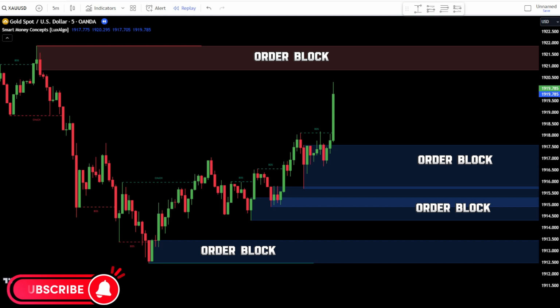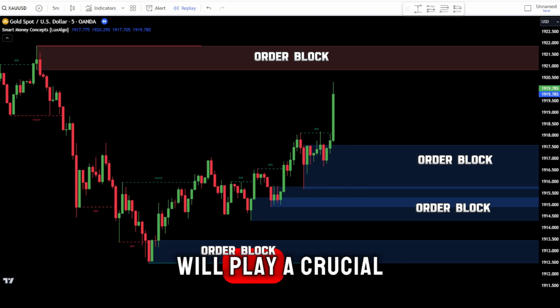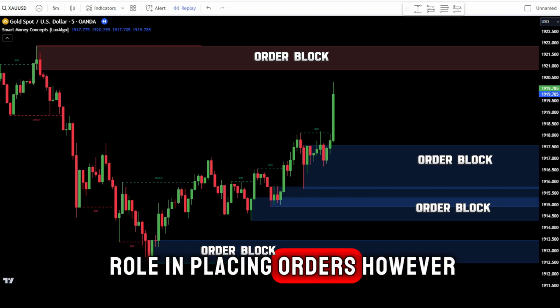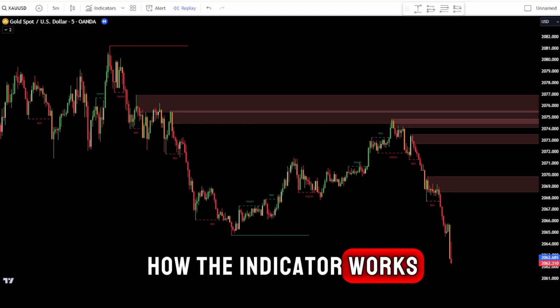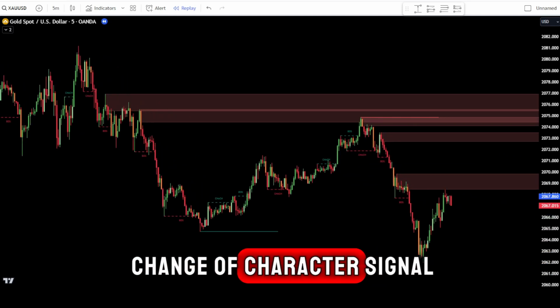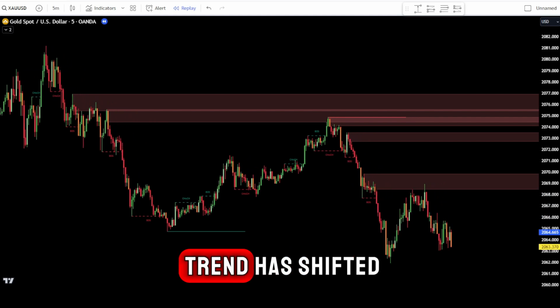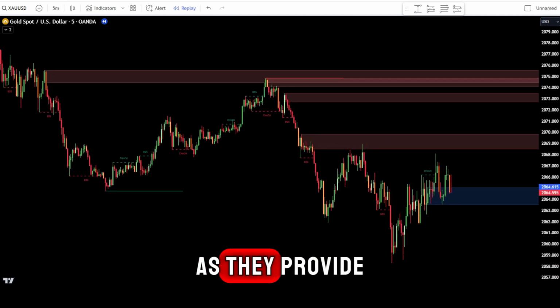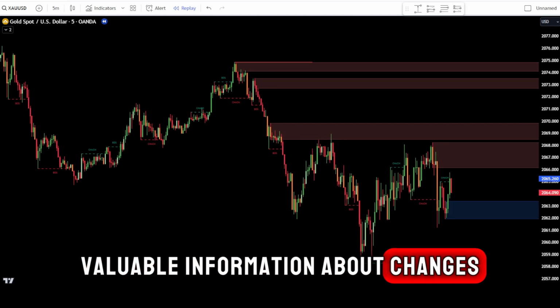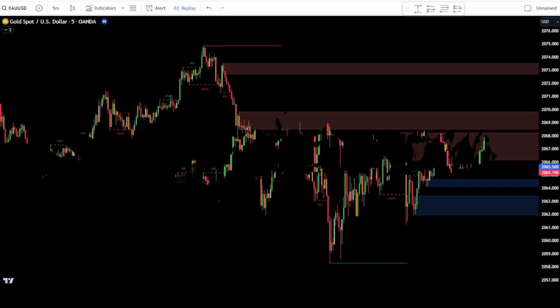Using the Smart Money Concepts indicator is straightforward. You simply need to identify rejections at the order block to execute your entry. The order block area will play a crucial role in placing orders. However, it's essential to understand how the indicator works. When you observe a change of character signal, it indicates that the trend has shifted. Pay close attention to these signals as they provide valuable information about changes in market dynamics.